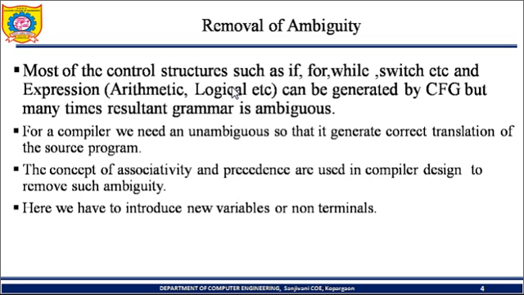The concepts of associativity and precedence are used in compiler design to remove such ambiguity. And one more thing: to remove the ambiguity from the given grammar, we have to introduce a new variable or new non-terminal in the productions of the given grammar.